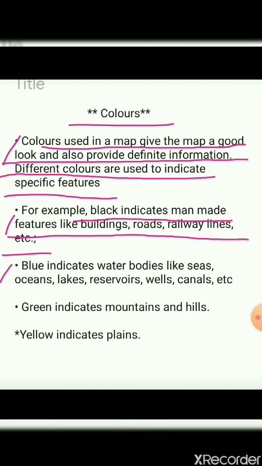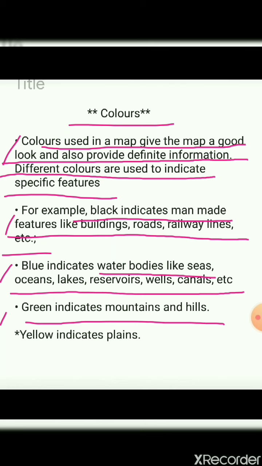Then, what does blue indicate? Water bodies like seas, oceans, lakes, reservoirs, wells, canals, etc. While green indicates mountains and hills. What does green indicate? Mountains and hills. And yellow indicates what? The plain area. Yellow color, right? It indicates the plain area.